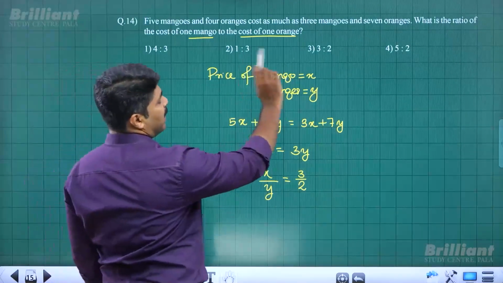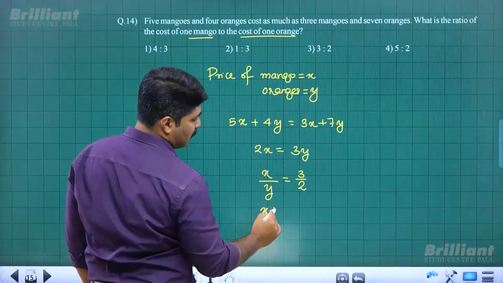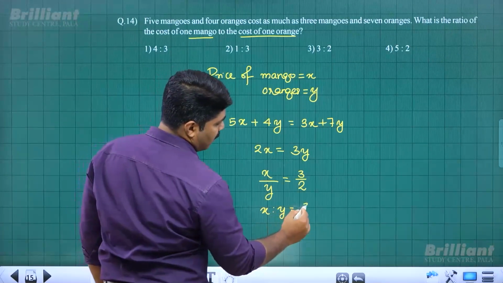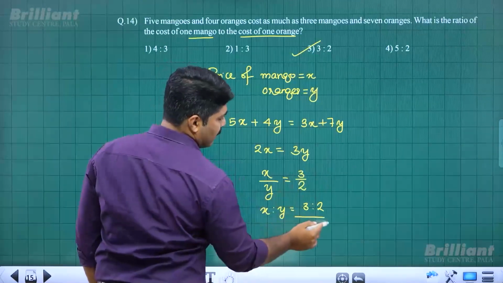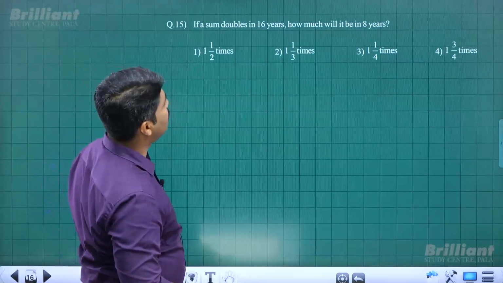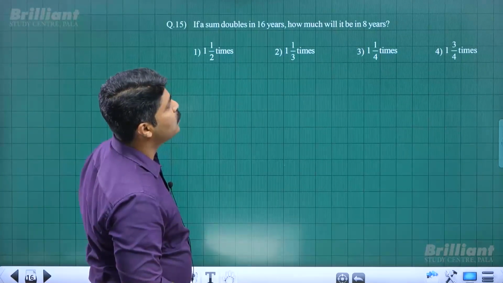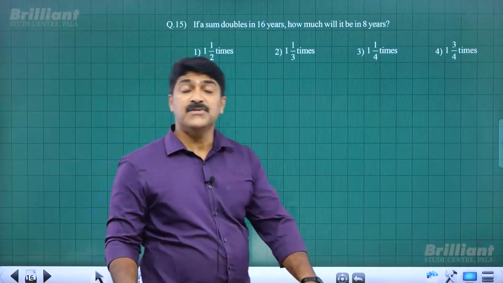So then what we are going to find out is, the prices are in which ratio? Therefore, x is to y. X is to y, that is equal to 3 is to 2. Therefore, this is the answer. Clear? That's the answer. Then the next question: if a sum doubles in 16 years, how much will it be in 8 years? So that's a plain question.